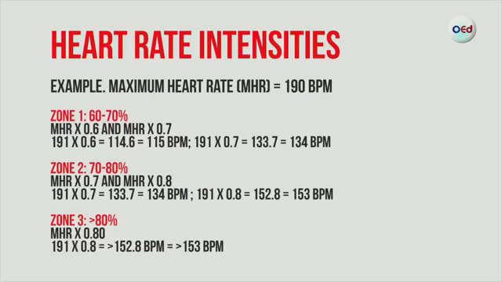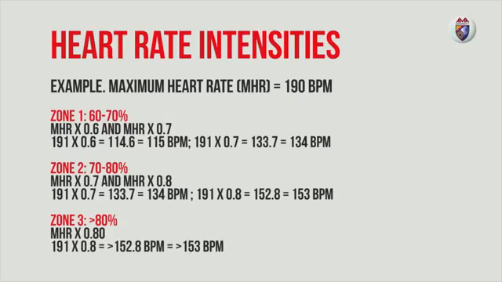Further computing along your target heart rate, we go to Zone 2, where the effort of the subject is between 70 to 80% of his maximal heart rate. The formulas will now be maximal heart rate times 0.7 and maximal heart rate times 0.8. The solutions and answers are now 191 times 0.7 yields 133.7 beats per minute, rounded off as 134 beats per minute, while 191 times 0.8 has 152.8 beats per minute answer, rounded off as 153 beats per minute.